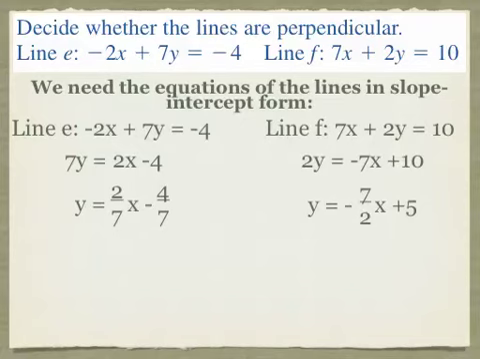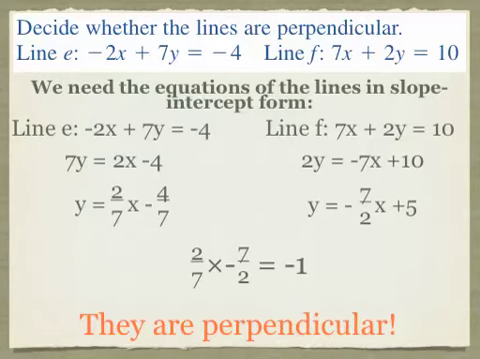When you look at the two slopes, 2/7 and -7/2, we do notice that they are the negative reciprocal of each other, and they will multiply together to equal -1, which tells us that these two lines are perpendicular.